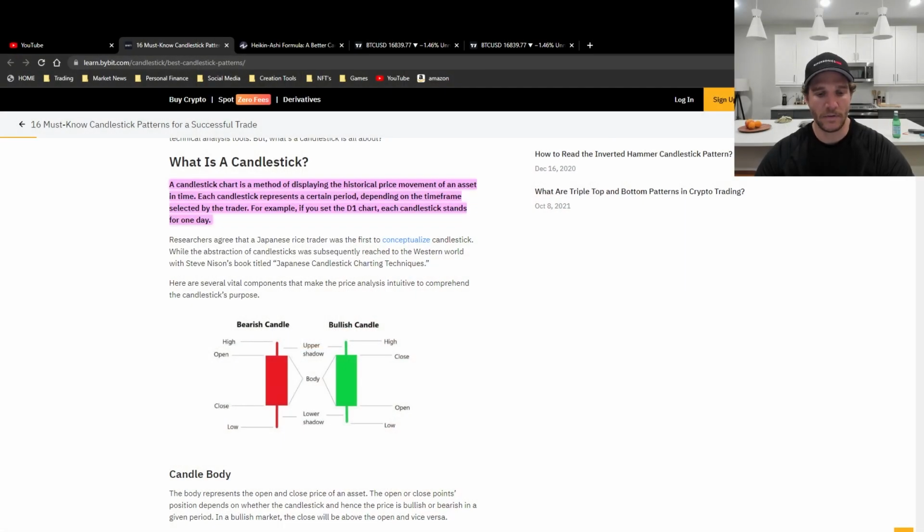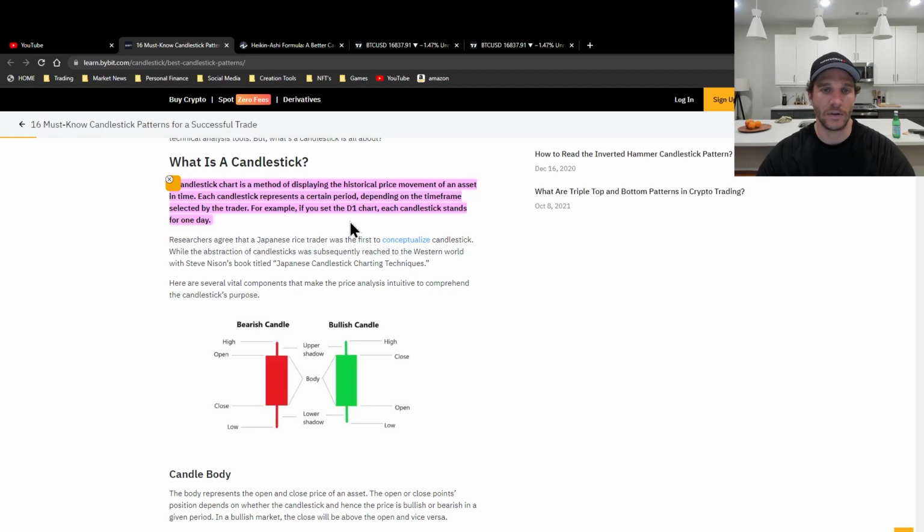So we're going to be looking at, first off, just what are candles? And when we look at the charts in Bitcoin, which we'll get to in a second, you'll see what I'm talking about. But to just jump into it really quickly, what is a candlestick? Well, a candlestick chart is a method of displaying the historical price movement of an asset in time. Each candlestick represents a certain period, depending on the time frame selected by the trader. For example, if you set the D1 chart, each candlestick stands for 1 day.